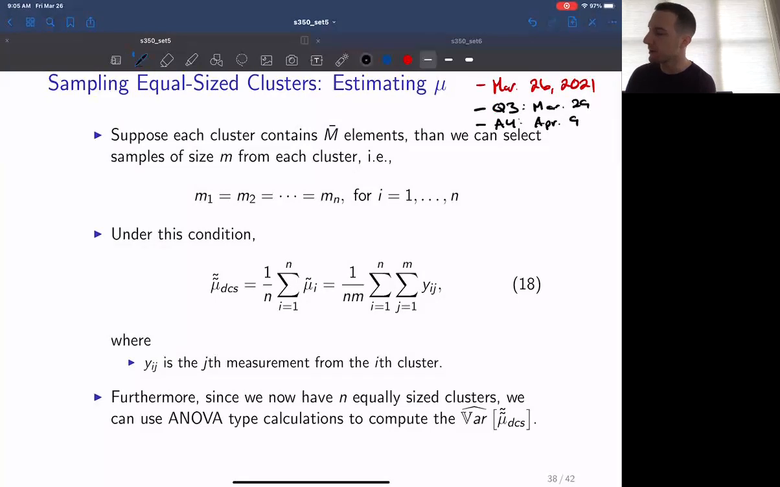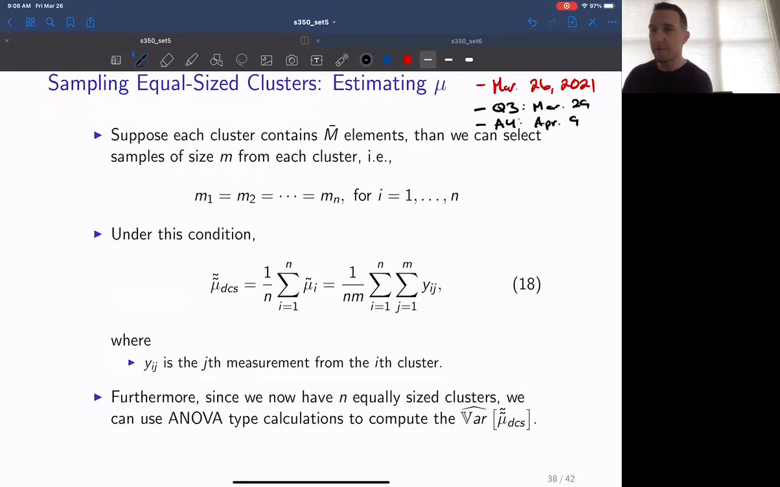Under this condition, we can show that the estimator for the population mean is equal to 1 over n times m multiplied by the double sum of the yij. So this is just saying that the estimator of mu is simply the average across all clusters and all observations within each of the samples, okay? Which makes sense because this is the form we've been using before anyway.